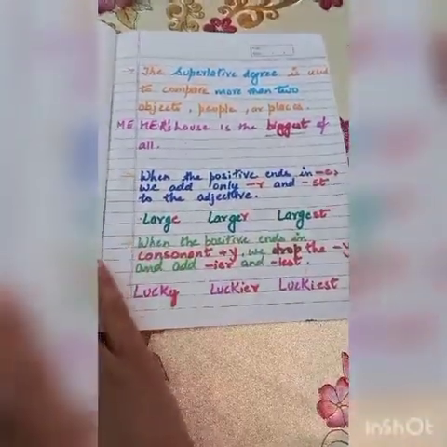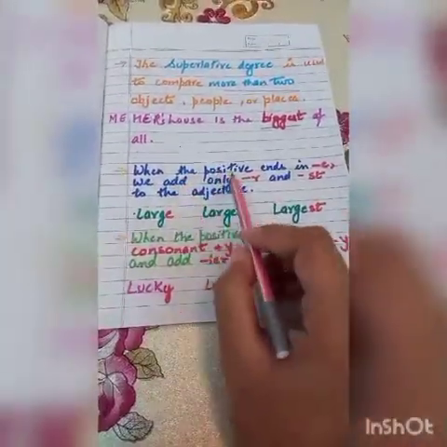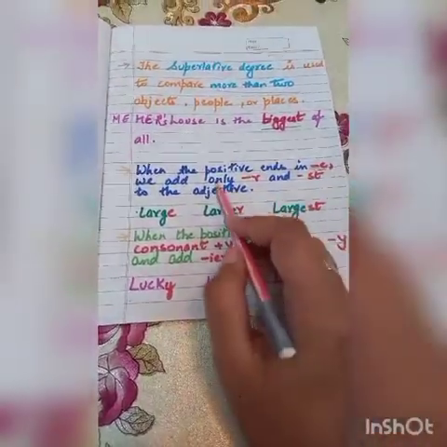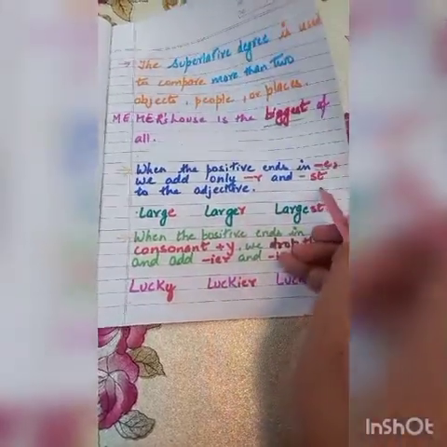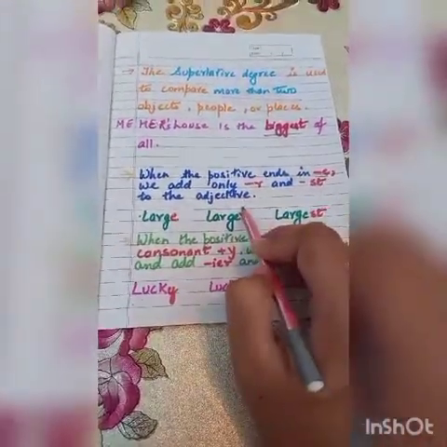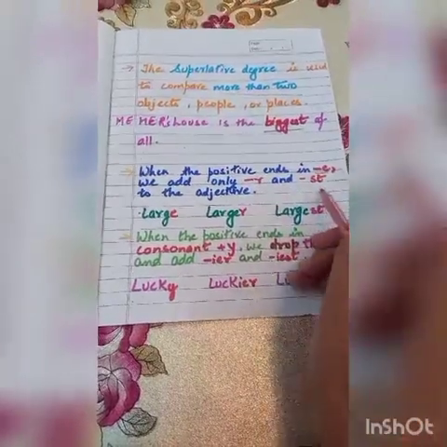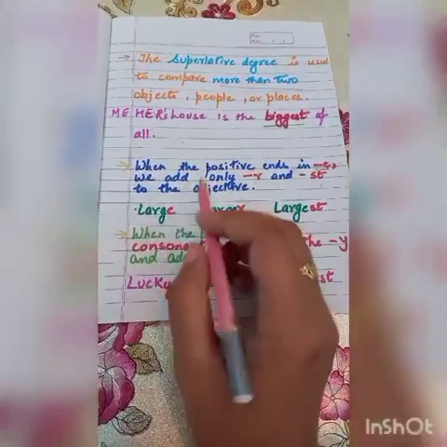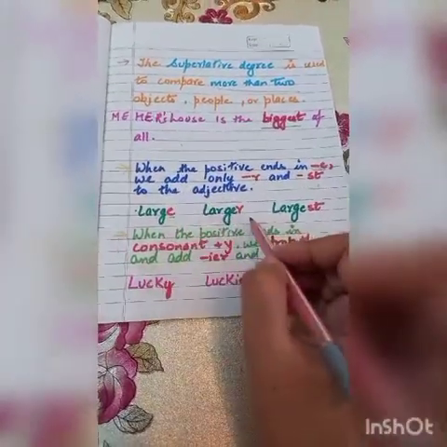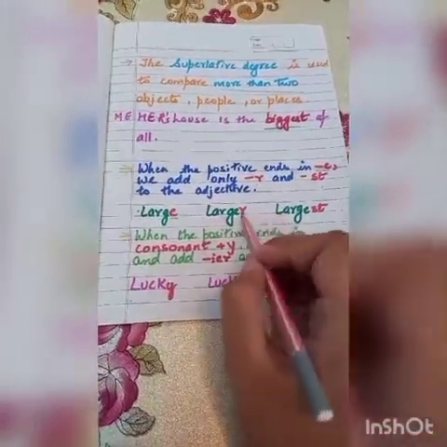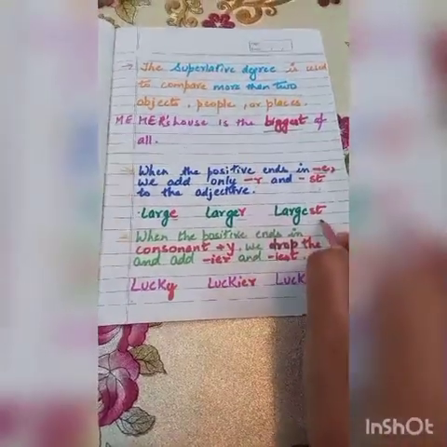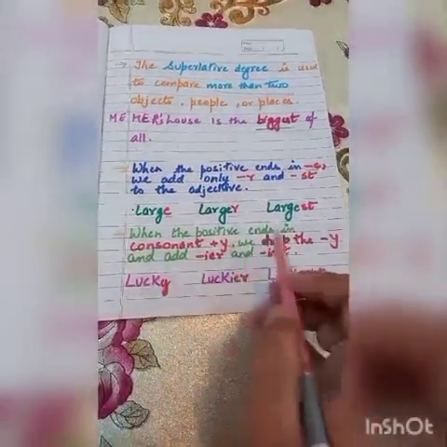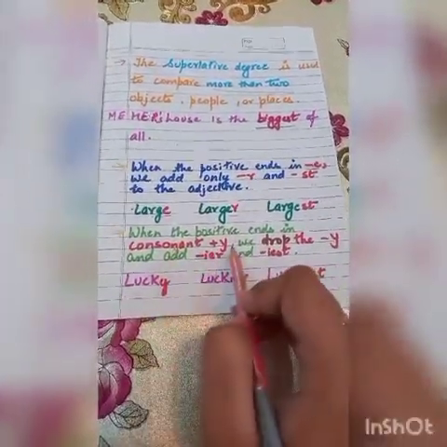Now, a few rules are given here. When the positive ends in E, we add only R and EST to the adjective. For example, large. Here large ends with E, and what we add is R and ST. Large, larger, largest.